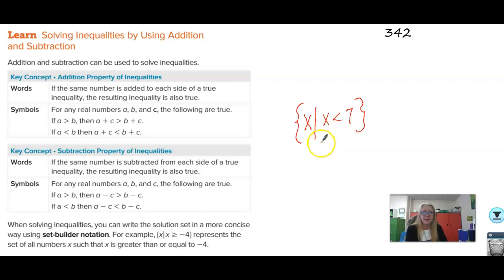For your practice page, I'm just going to have you turn that in handwriting, and I'm not going to be picky about that. If you turned it in with X is less than 7, I'm going to be perfectly cool with that.